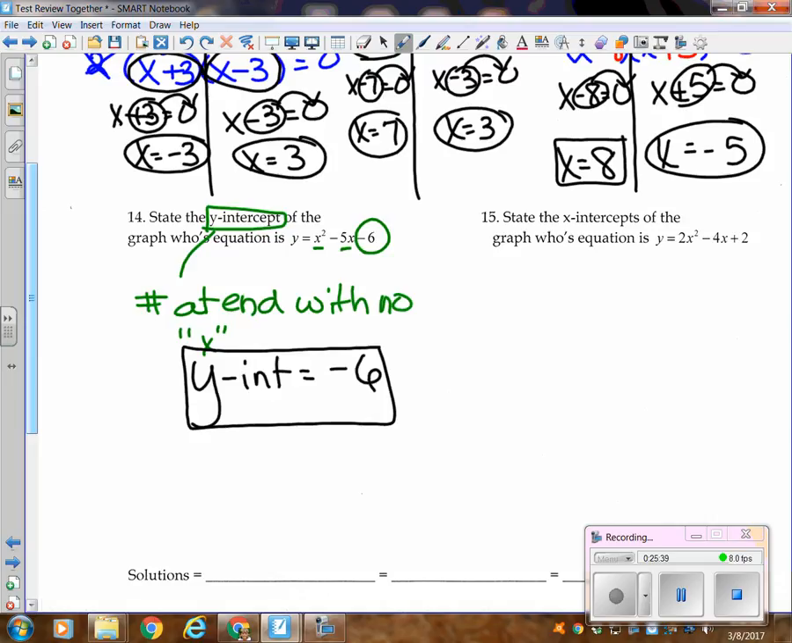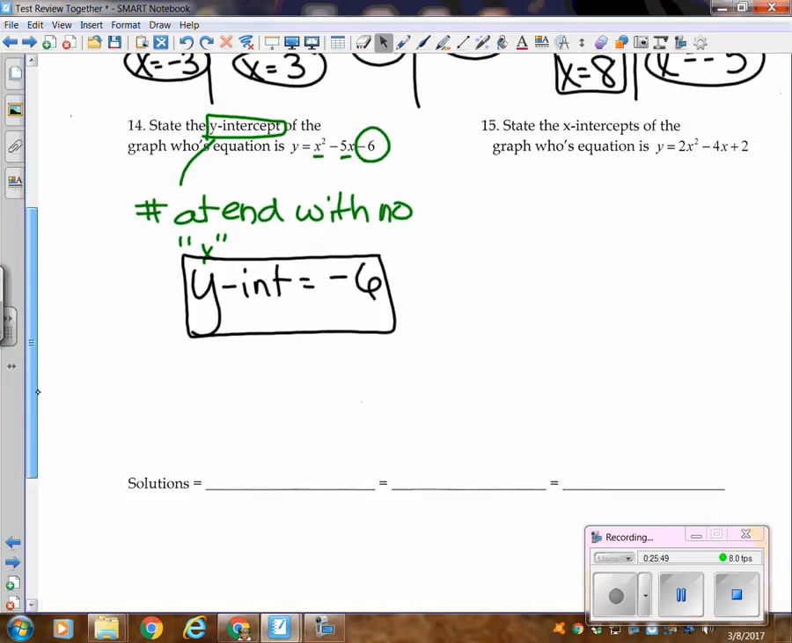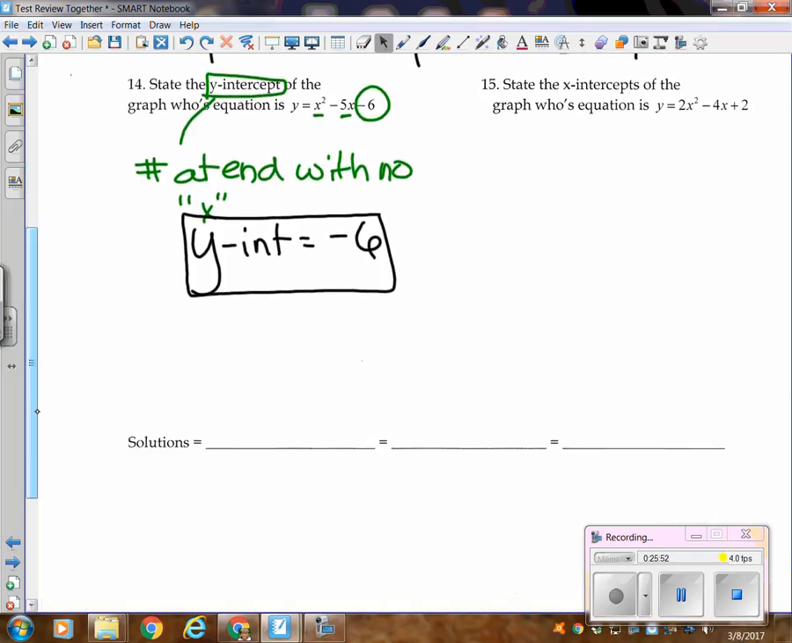All right. State the x-intercepts of the graph whose equation is. State the x-intercepts. Right now is a good thing to jump down here and just fill this in before we finish 15. X-intercepts is another way of saying find the solution. Well, how do you find the solution? You solve, because you have that solve and the solution. Those are the same thing as the x-intercepts.